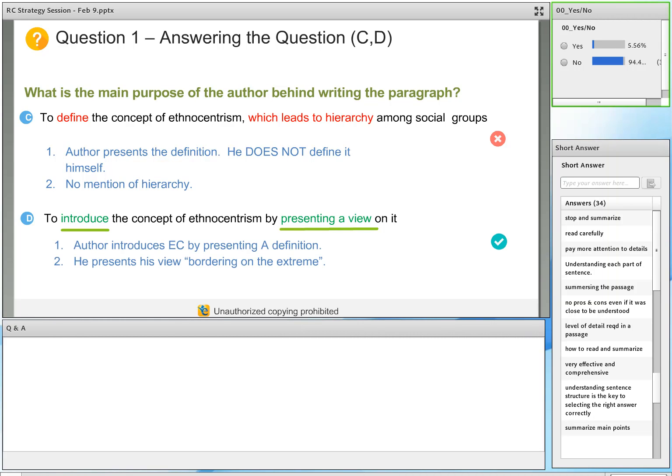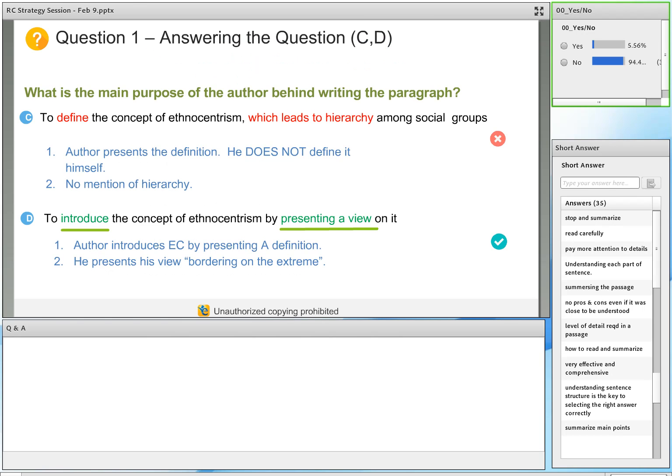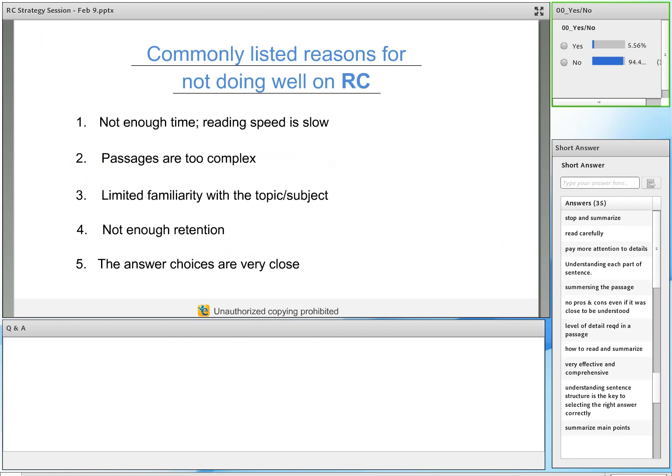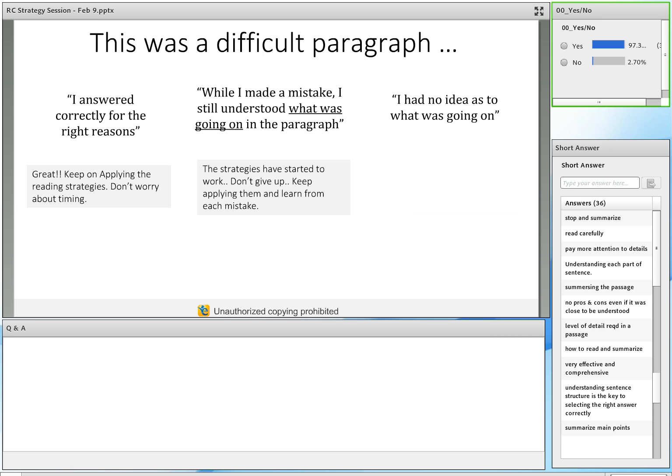So now tell me one more thing. If you do have a good understanding of the passage, answer choices that are very close will not be a problem. Is that correct? Just want to reiterate this point. If you read the passage well, then answer choices that are very close will not be a problem. Good. All right. Okay, so now I'm going to skip through this here.